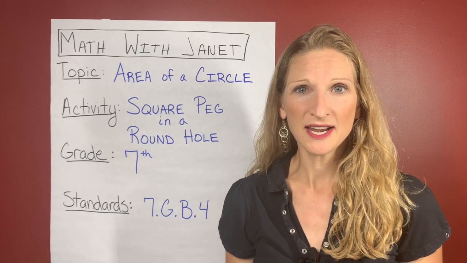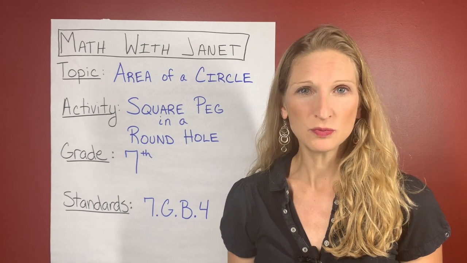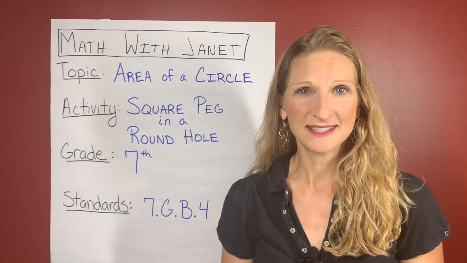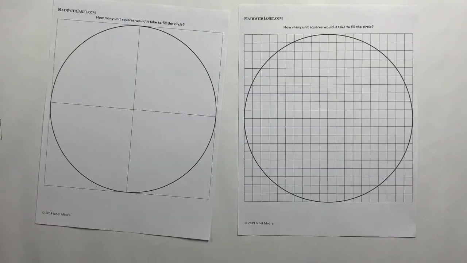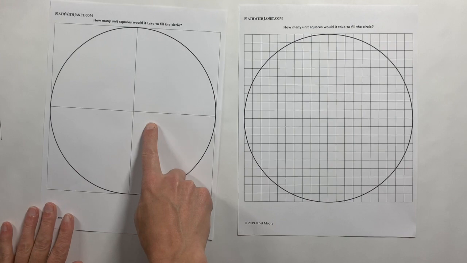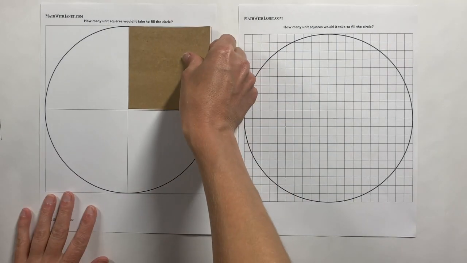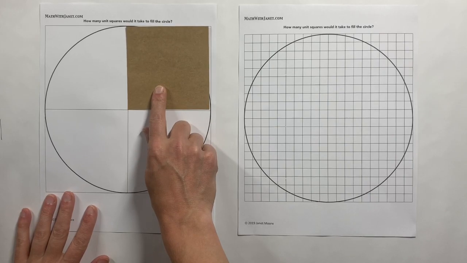Now in 7th grade, for the first time, students will be challenged to find the area of a region that doesn't have any angles at all, to find the area of a region with a curved boundary, a circle. This is no easy task. It's literally trying to fit square pegs into a round hole.